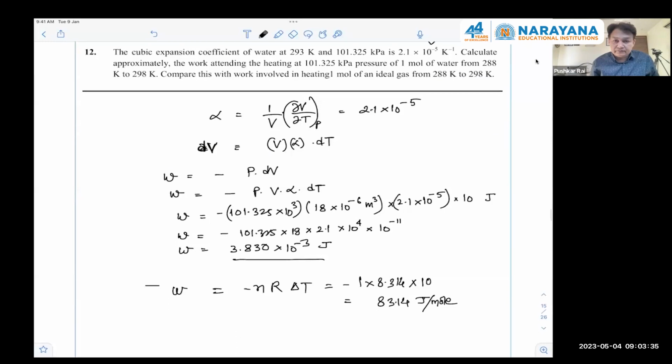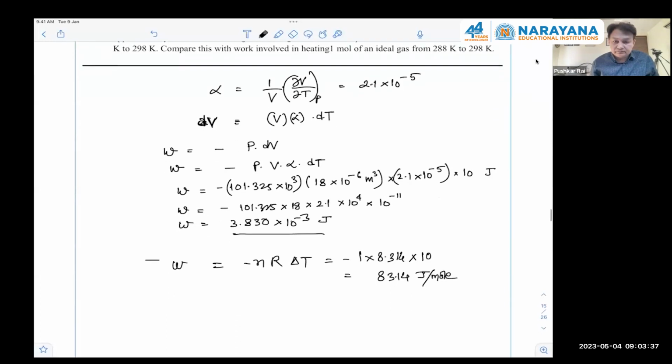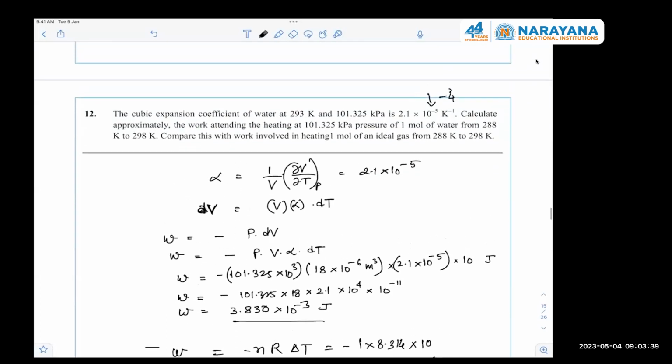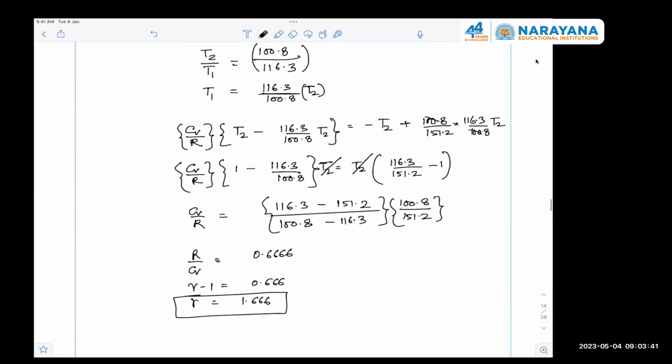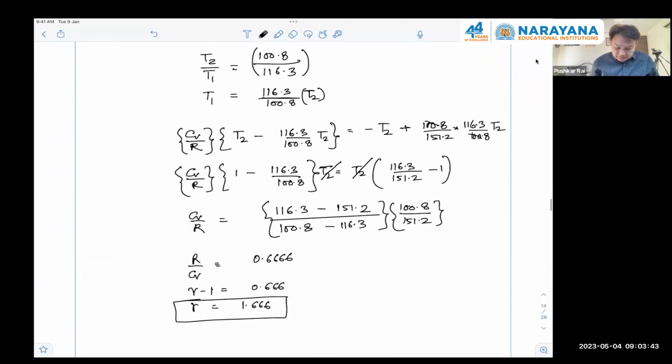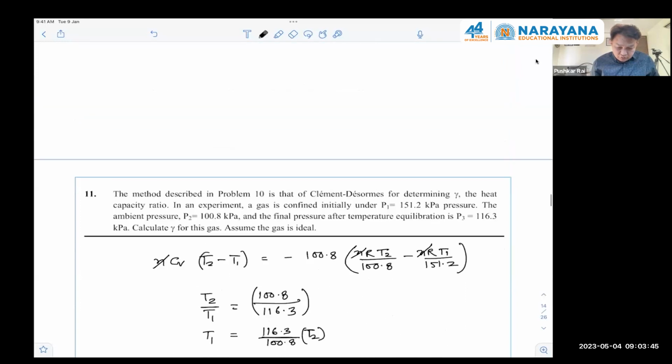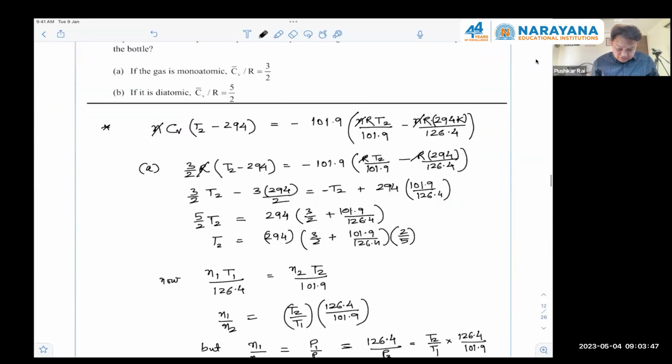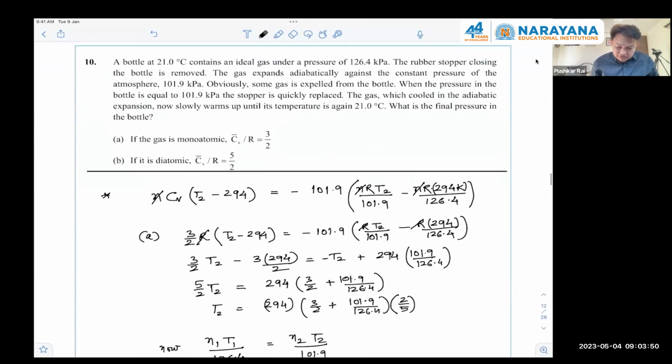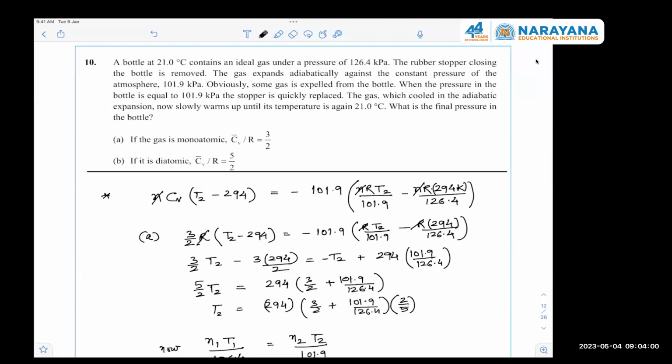Have you done it? Yes, sir. Okay, good. This question is also pretty straightforward. These two questions are very interesting. So I would like to ask anyone of you who has solved question number 10. Ved Prakash, did you solve it? Yes, sir. You got the answer? Yes, sir. Okay, tell me the approach.